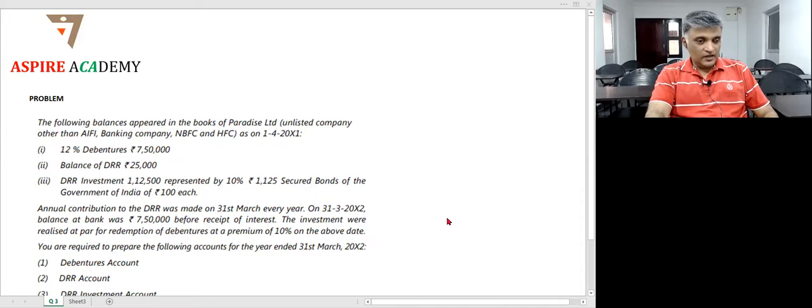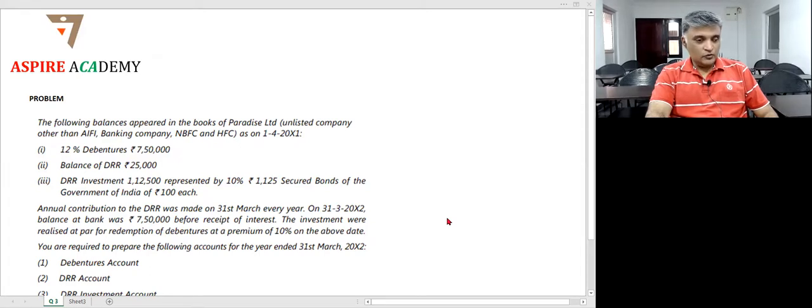12% debentures is 7,50,000. Balance of DRR is 25,000. DRRI investment is 1,12,500, which is represented by 10% Rupees 1125 secured bonds of the Government of India of 100 each. Annual contribution to the DRR was made on 31st March every year.